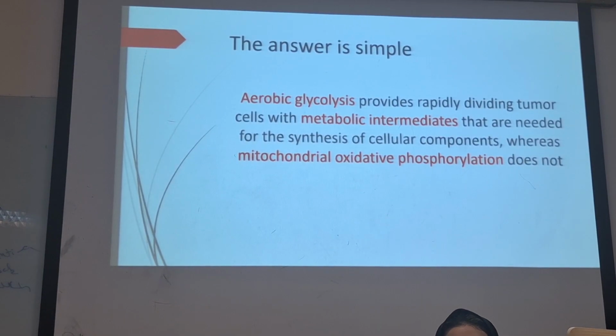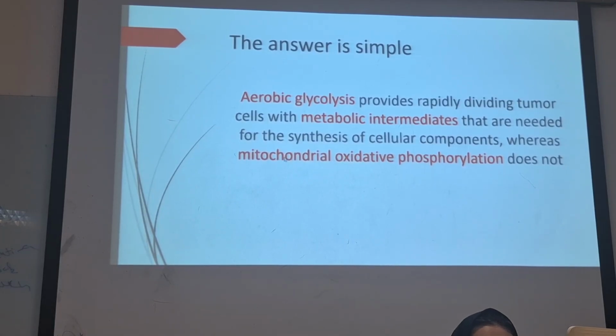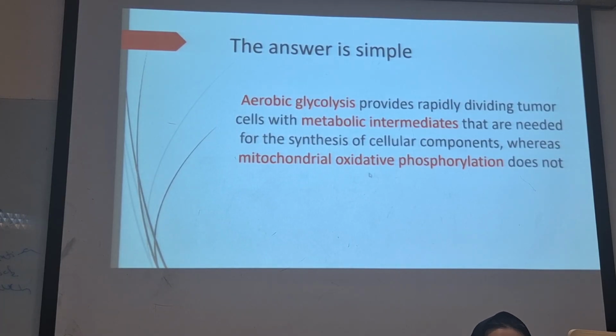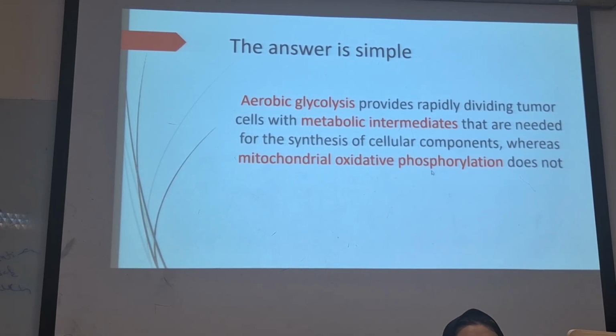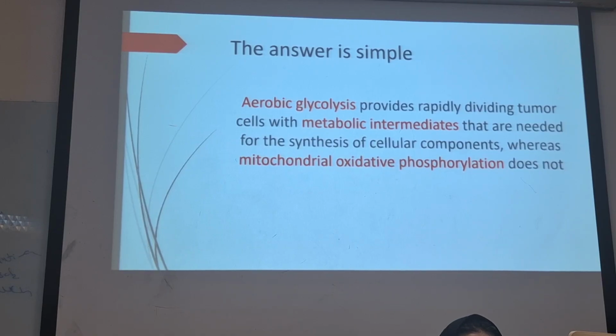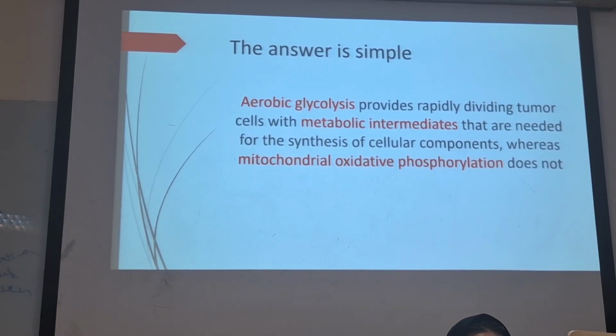So the answer is here. Aerobic glycolysis provides rapidly dividing tumoral cells with metabolic intermediates that are needed for synthesis of cellular components, whereas mitochondrial oxidative phosphorylation doesn't. So this is the meaning of the Warburg effect.